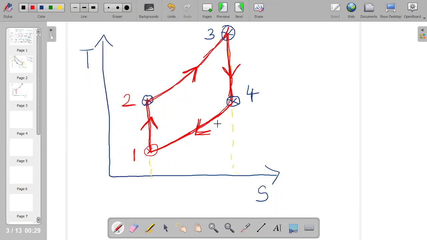And here also we can mark Q1 and Q2. In the second process heat is added, so this will be our Q1, and this is Q2, heat rejected. So this is Q1 and Q2.